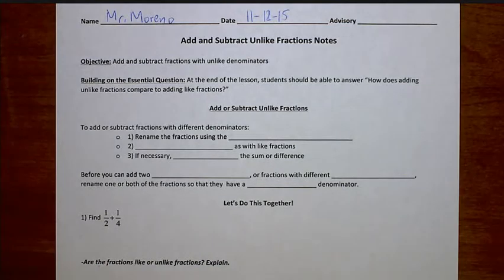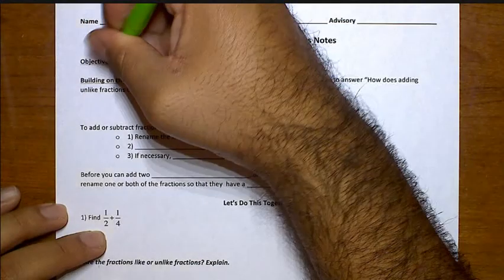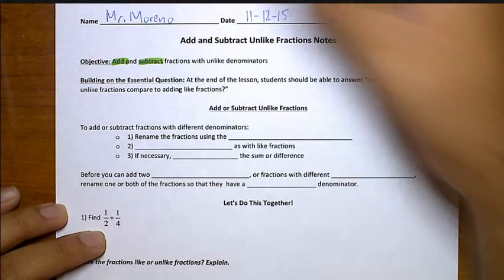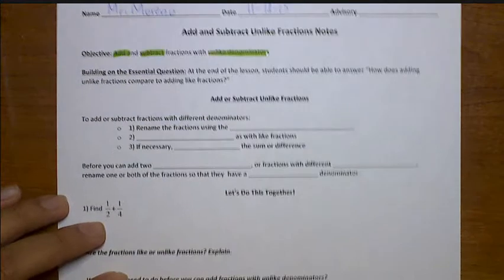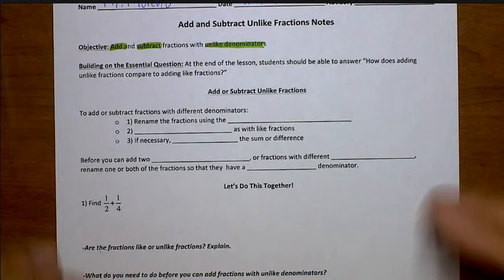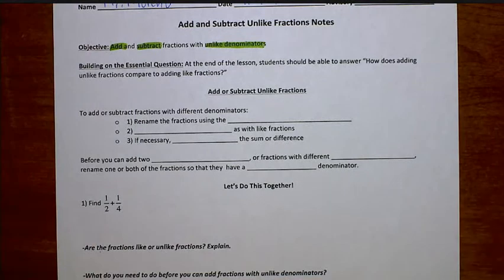If you have your highlighter, please highlight the following. Add and subtract unlike denominators. Now, unlike means different. So when we're talking about unlike, we're really just referring to different denominators.